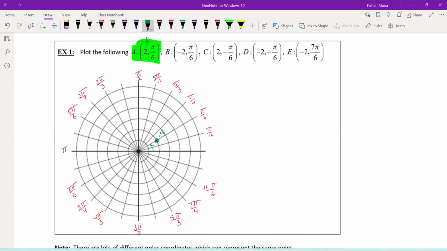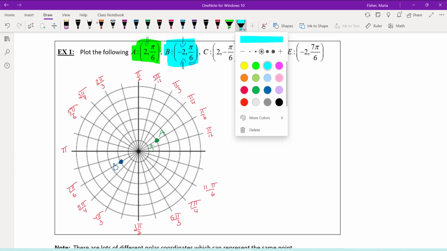The next one is negative 2 comma pi over 6. So the only difference between letter A and letter B is that your r is negative. When r is equal to a negative number, you have to cross the pole. So you do the same thing. You first figure out which one's your angle, and then this guy would be the ray that I'm looking for. But since r is negative, you cross the pole. So you have to go on the other side of the pole. Still 2 units out. So 1 unit, 2 units right here. That would be where letter B is, or that point, negative 2 comma pi over 6.